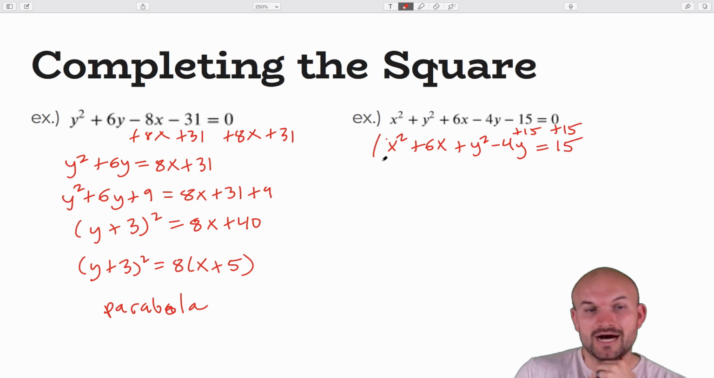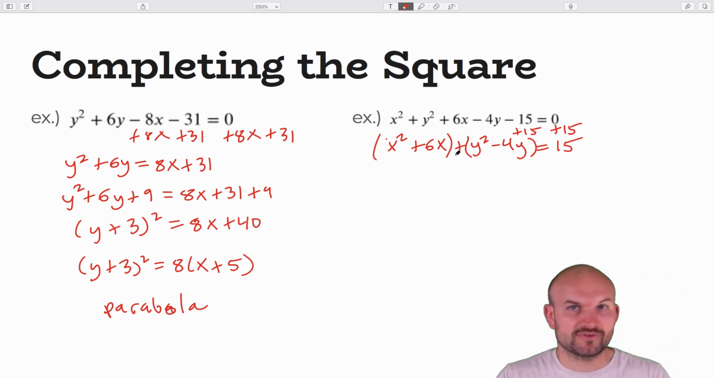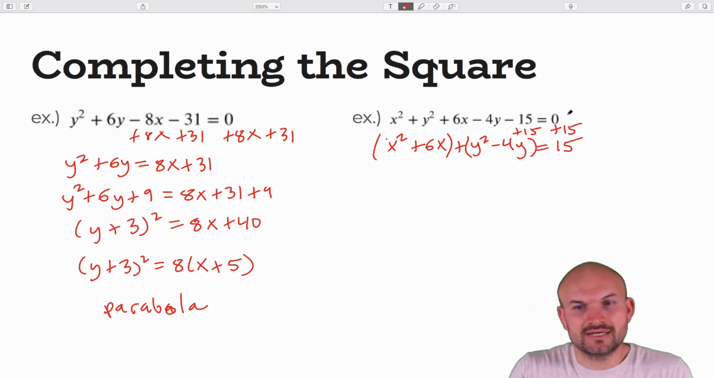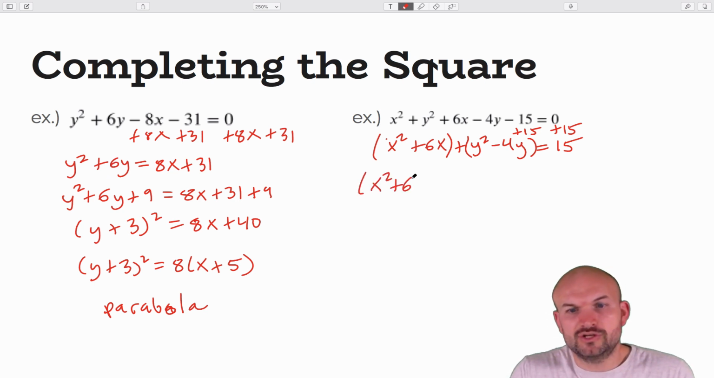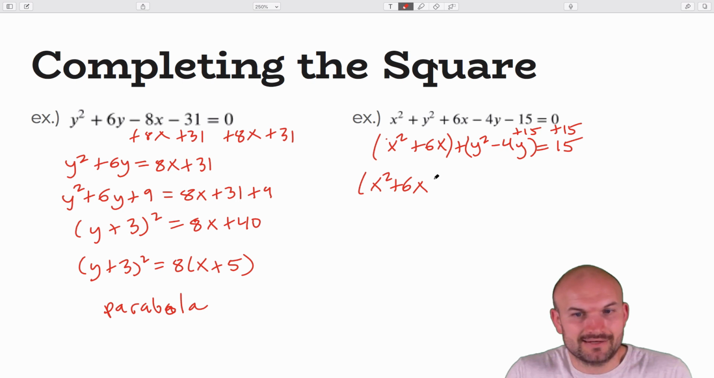Okay, now we're going to do the exact same thing, but now we're going to complete the square for the x's and complete the square for the y's. And my whole goal is that hopefully you recognize these as easily created perfect square trinomials. We just did this one for y's. So you take b divided by 2, squared. What is b divided by 2 squared? 6 divided by 2 is 3. 3 squared is 9.